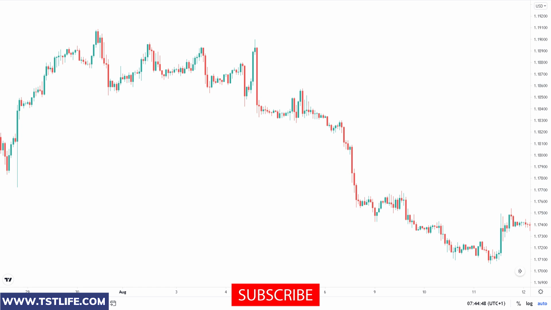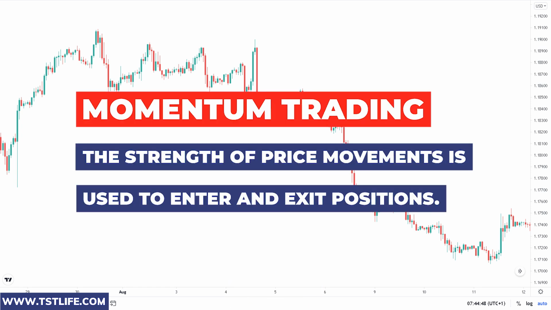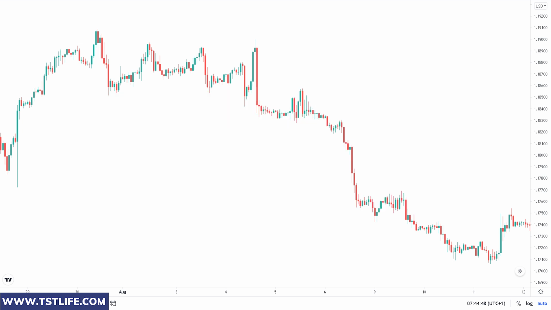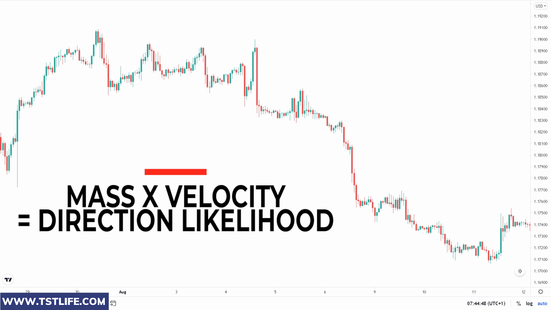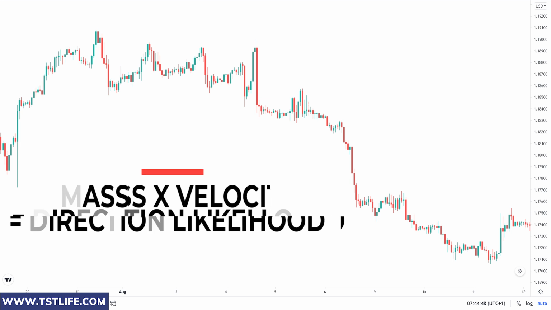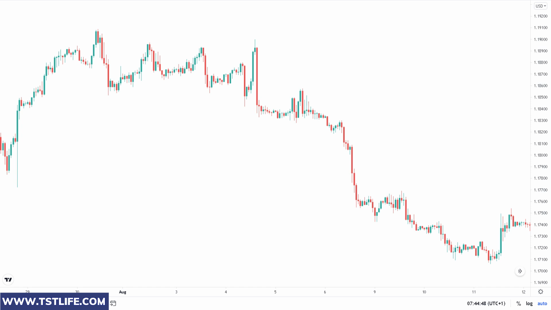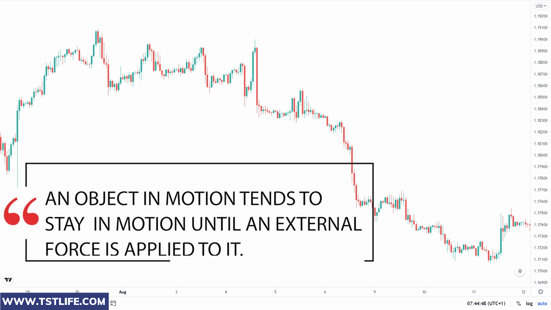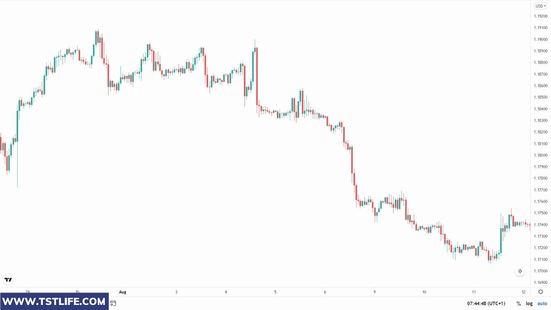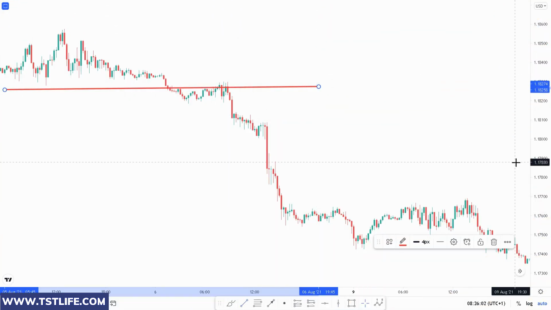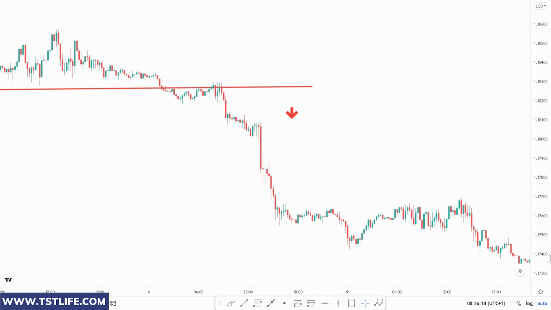Momentum trading is a strategy where the strength of price movements is used to enter and exit positions. Price momentum is similar to the concept of momentum in physics, where mass multiplied by velocity gives the measure of likelihood that the object will continue on a given path. The term momentum was borrowed from Newton's first law of motion, where an object in motion tends to stay in motion until an external force is applied to it. Like in the law of physics, a market in motion tends to stay in motion rather than the reverse.